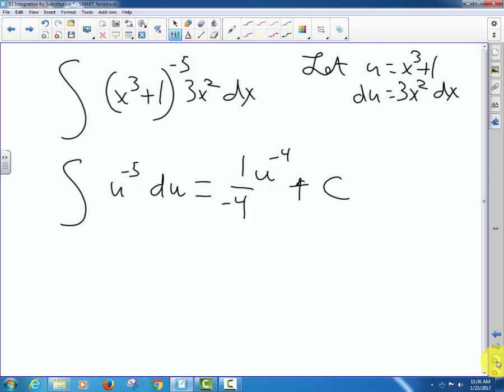I don't want u's in my final answer, I want x's. So I'm going to go back and substitute in x cubed plus 1 for it, okay? X cubed plus 1 goes in place of u, to the negative 4 over negative 4 plus c. And if I take that derivative, I should wind up back at my original thing there. Does that make sense?